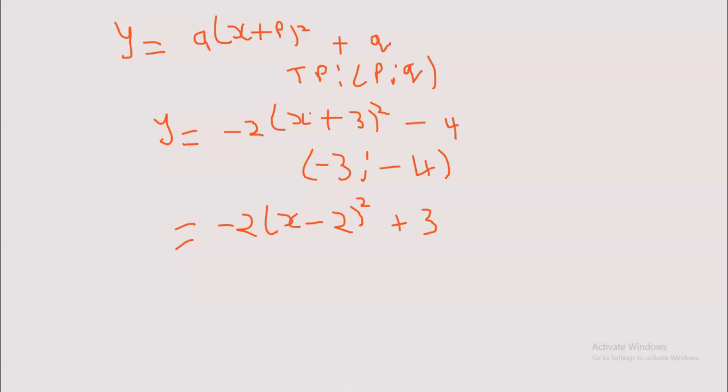So here, our turning point will be different from the previous one. Remember, it's x minus 2 here. If it's minus, then p must come back as a positive value, which will be 2. So the p value will be 2 here, and the q value always comes back as it is with its sign, meaning it will come back as 3. So therefore 2 and 3 will be our turning point coordinates. So that's how we find the turning point coordinates.